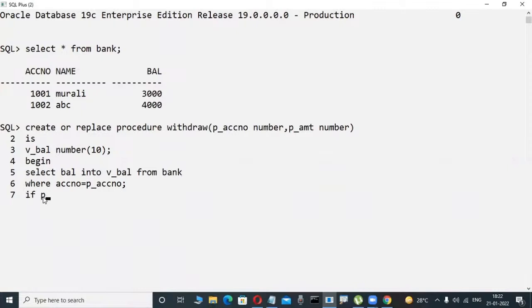No, that is an amount only. Suppose here the amount, logically observed, not coding, is less than the available balance. And now, with the available balance, I want to affect the database. Update table name, set balance equal to balance minus P_amount. Some coding is there.